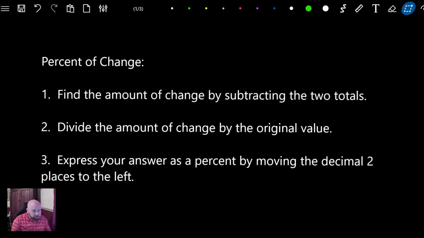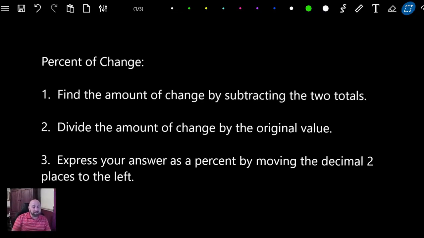So 1.12, the application of percent. Let's learn how to apply what we've already learned about percents. So percent of change, what is it? It is the amount of change in a number, whether it be up or down. We're just looking for the percent of change. So how do we do that? How do we accomplish that?